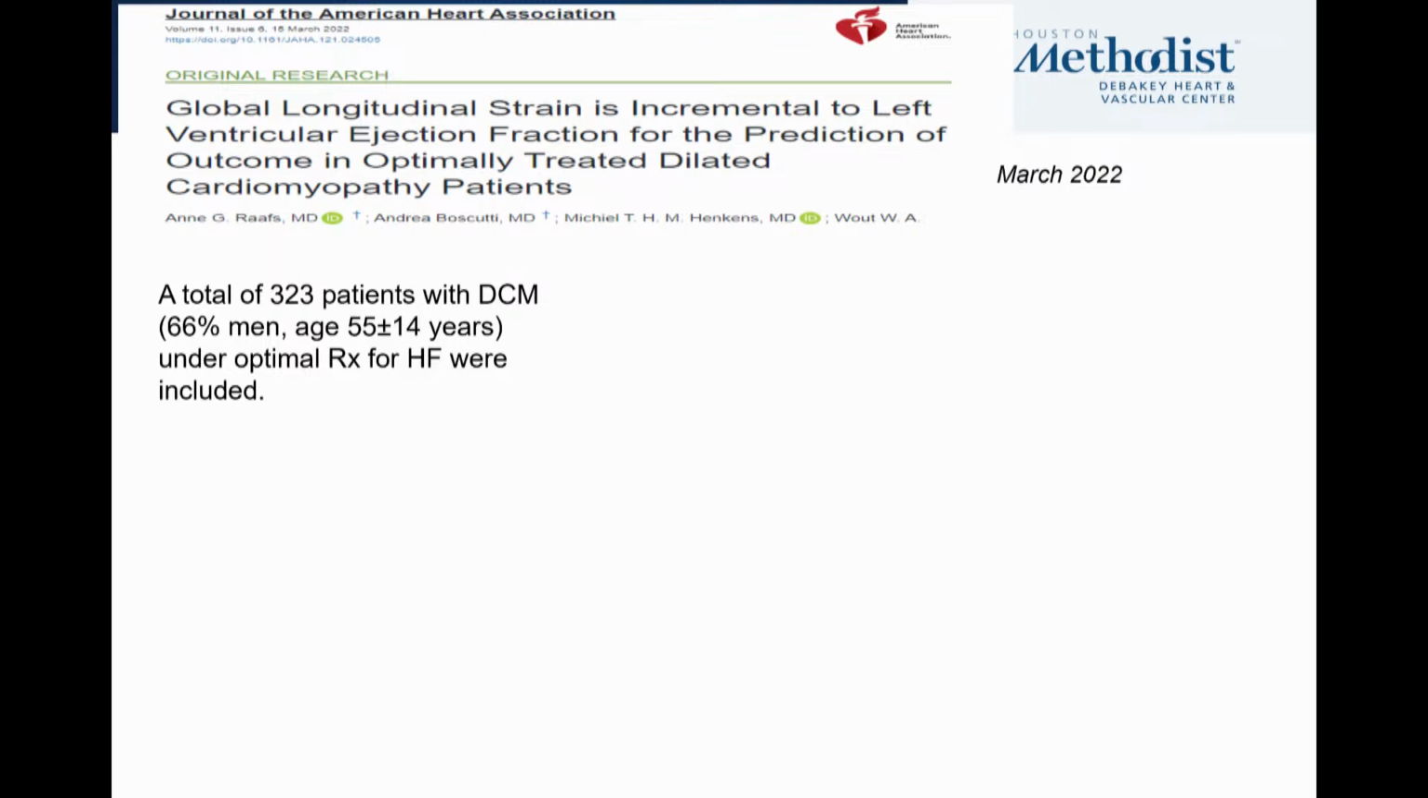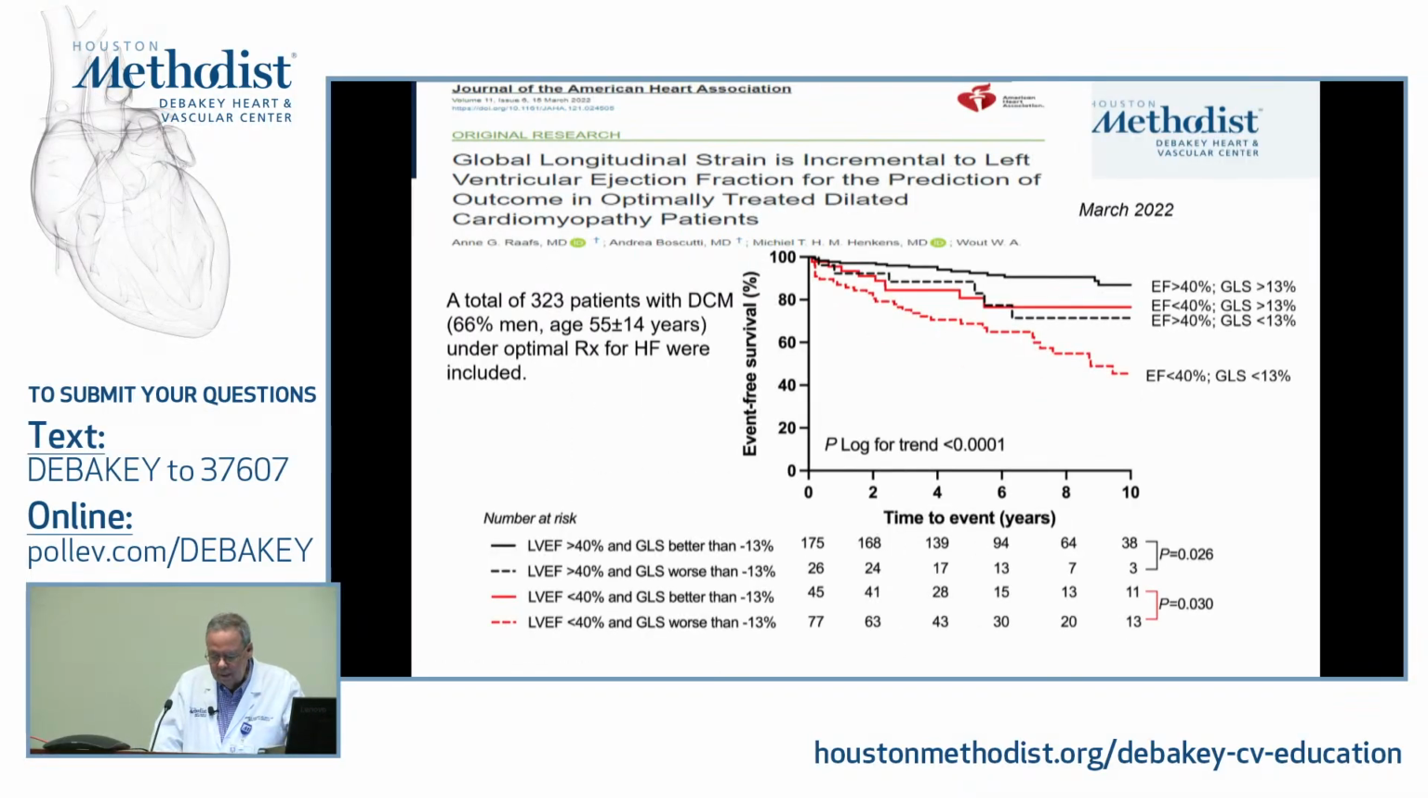This is a more recent paper last year in over 300 patients with dilated cardiomyopathy. They all have been treated with guideline recommended therapy, and they were in the quote unquote clinical stable mode. You have given all the therapy, they were outpatients, they were class 2 or sometimes class 1. So at that point in time, they look at the strain and EF. Best outcome in close to 10 years, so obviously this was a retrospective study, in close to 10 years, best outcome was EF over 40, GLS over 13.